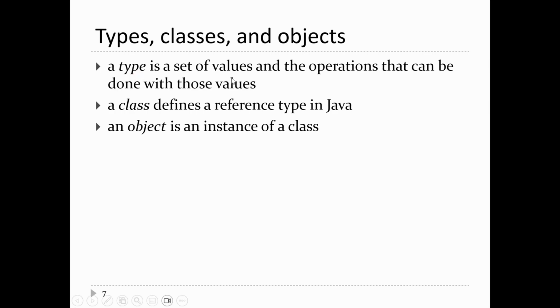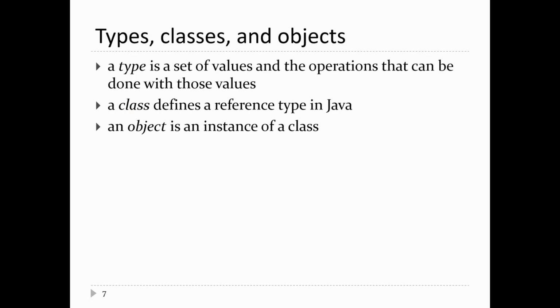So types are just a set of values and the operations that you can do with those values. So int is a type. What are its values? Well, it's the values from minus 2 billion something up to positive 2 billion something. What can you do with them? Well, you can do arithmetic. You can compare them using less than, greater than, or equal to, and so on and so forth.